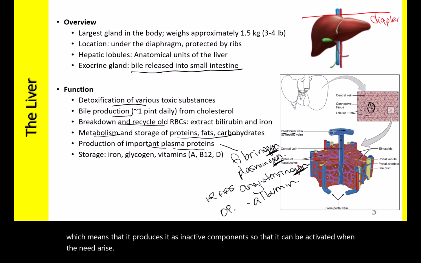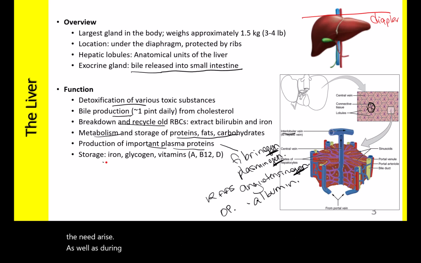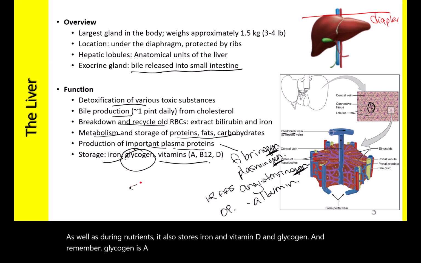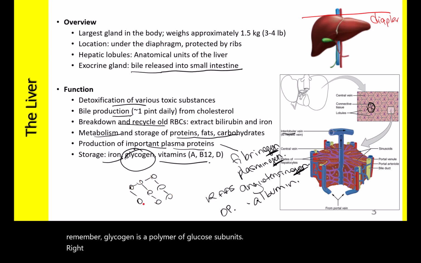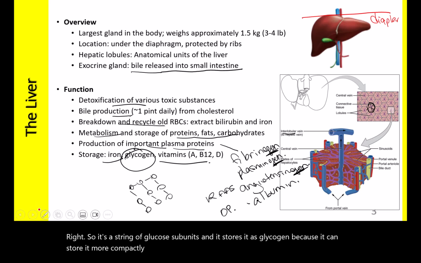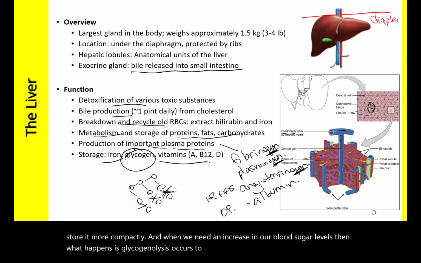As well as storing nutrients, it also stores iron, vitamin D, and glycogen. And remember, glycogen is a polymer of glucose subunits, right? So it's a string of glucose subunits, and it stores it as glycogen because it can store it more compactly. And when we need an increase in our blood sugar levels, glycogenolysis occurs to break down glycogen and release the glucose monomers into the systemic circulation.